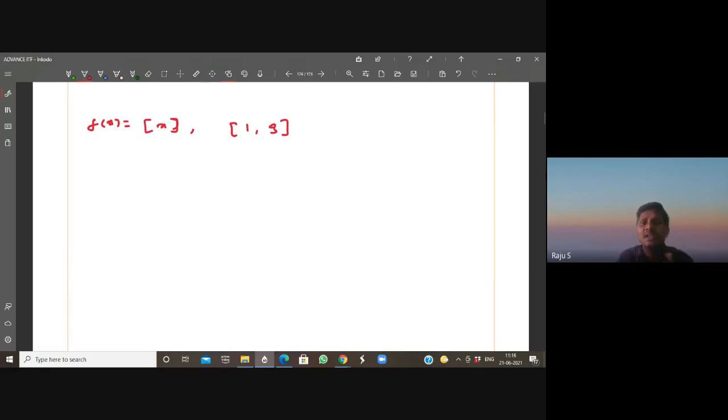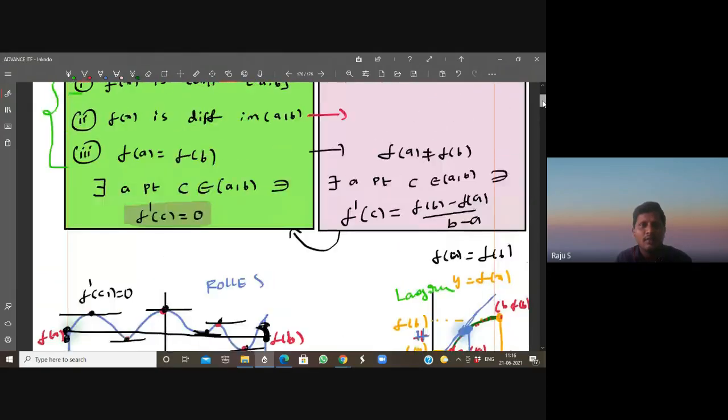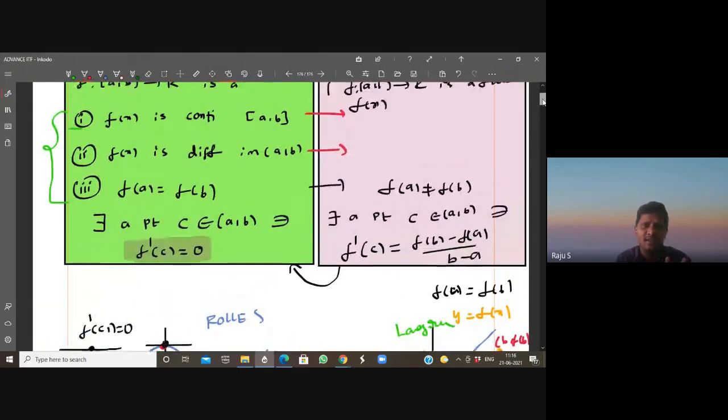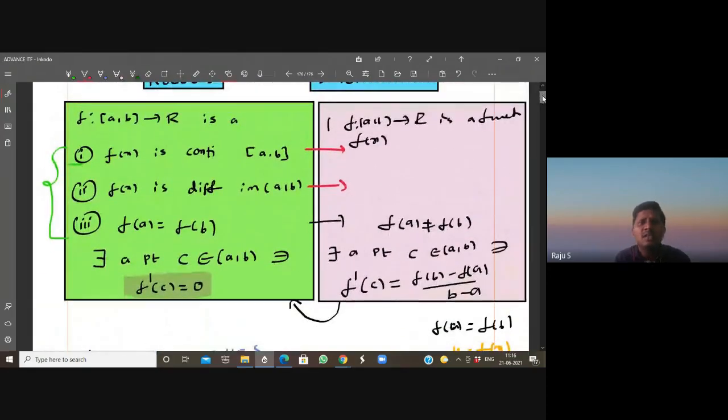See, first condition of the Rolle's and Lagrange's is not satisfied here. First condition itself failed. Here no need to check differentiability, no need to check f of a is equal to f of b. The first condition of the Rolle's theorem or Lagrange's theorem is failed. Therefore, we cannot verify the Rolle's theorem. We cannot verify Lagrange's theorem. That's all. We can stop it.